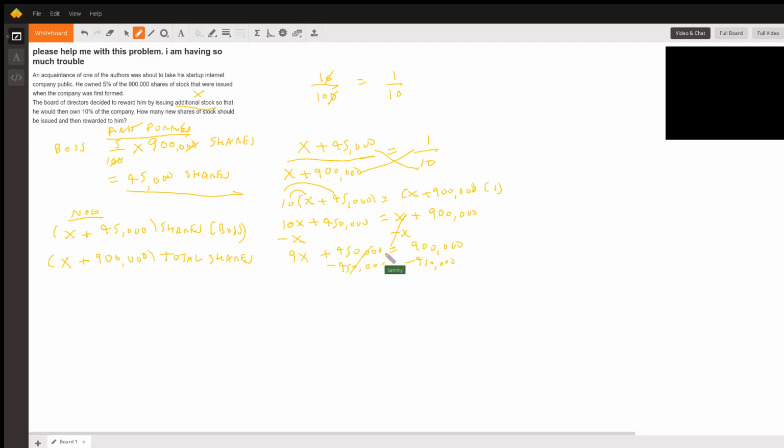So these will cancel out, and 900,000 minus 450,000 is 450,000. So we'll have 9X is equal to 450,000. If we divide both sides by 9, we'll get X equals 50,000. So the additional stock, or how many new shares of stock should be issued and then rewarded to him, would be this 50,000. And that's the answer.